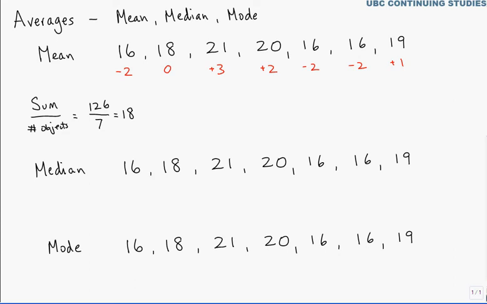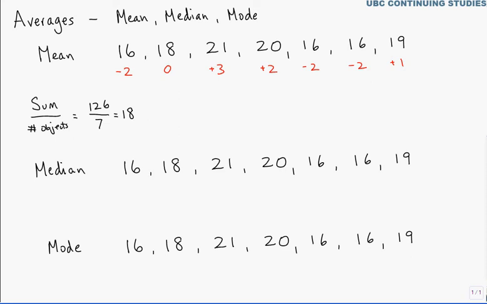Negative 2 plus 0 is negative 2, plus 3 is positive 1, plus 2 is positive 3, minus 2 is positive 1, minus 2 again is negative 1, and then plus 1 is 0. Now, if you happen to luck out and get a sum of 0 for that, it means you were bang on with your initial estimate, and the mean is indeed 18.